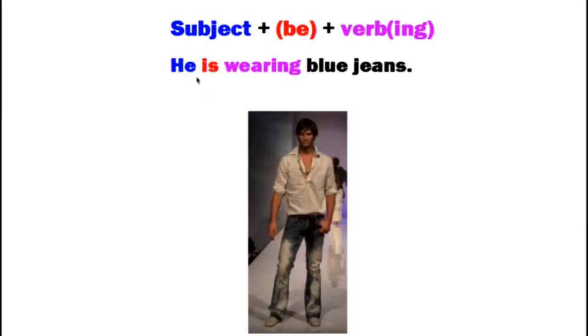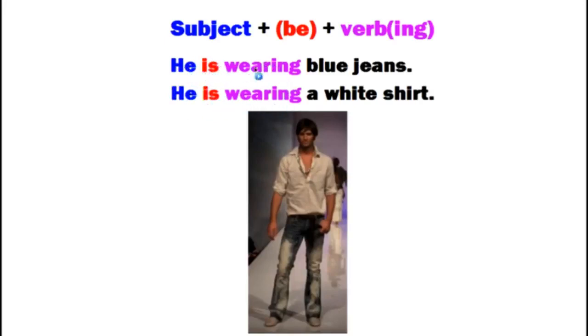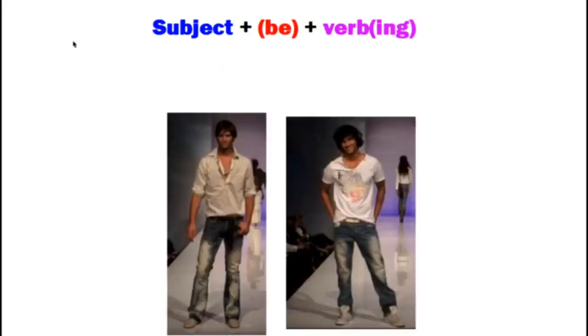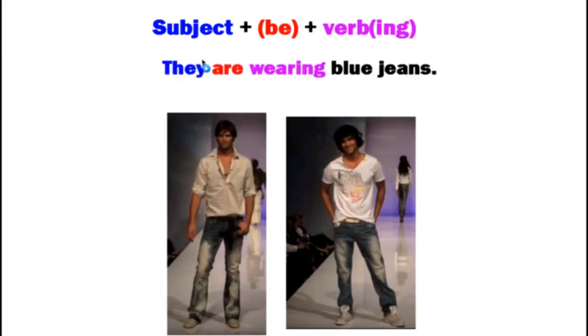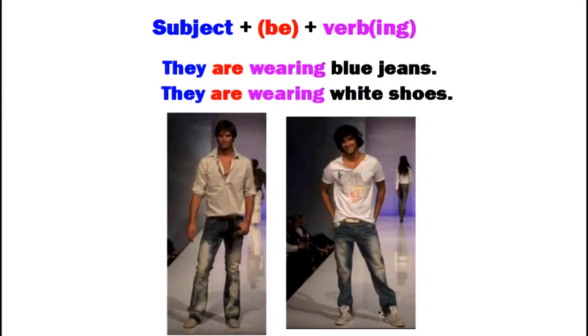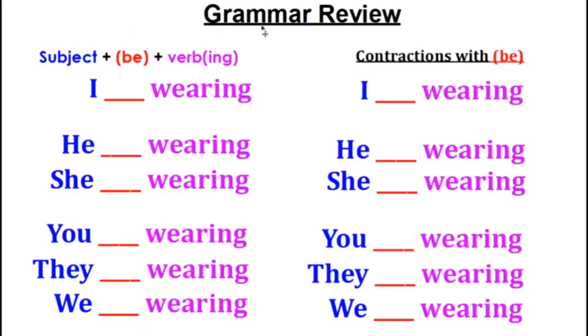He is wearing blue jeans. He's wearing a white shirt. Again, the subject, he, be, and the verb with ing, the continuous verb. Very good. All right, two people. So what's the subject? They. They are wearing blue jeans. They are wearing white shoes. Again, the subject, they, for two people, and be in the plural form, and the action, the continuous verb, wearing. Very good.